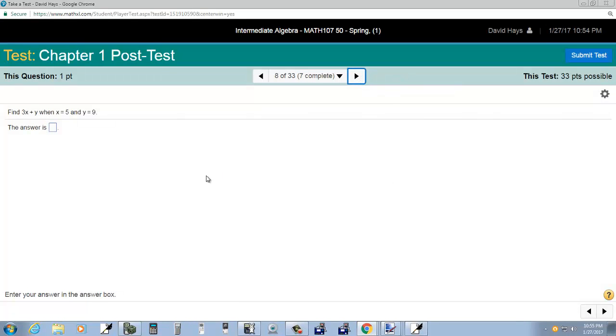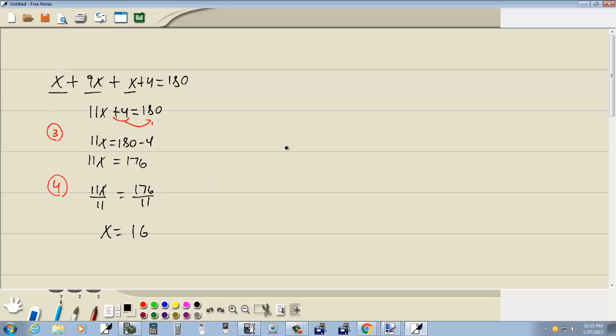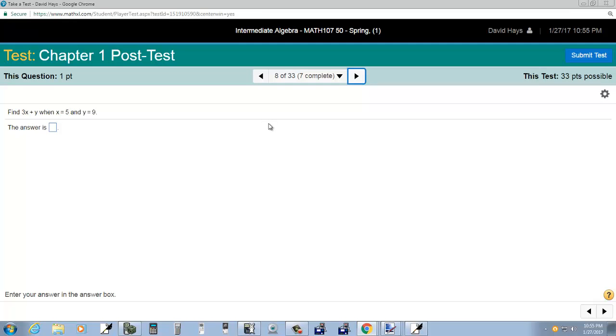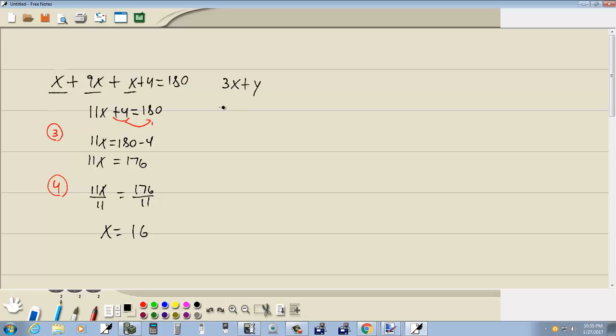Excuse me. Okay, find 3x plus y when x is equal to 5 and y is equal to 9. So we're going to put 5 in for the x, and we'll put 9 in for the y. That gives us 15 plus 9, which gives us 24.